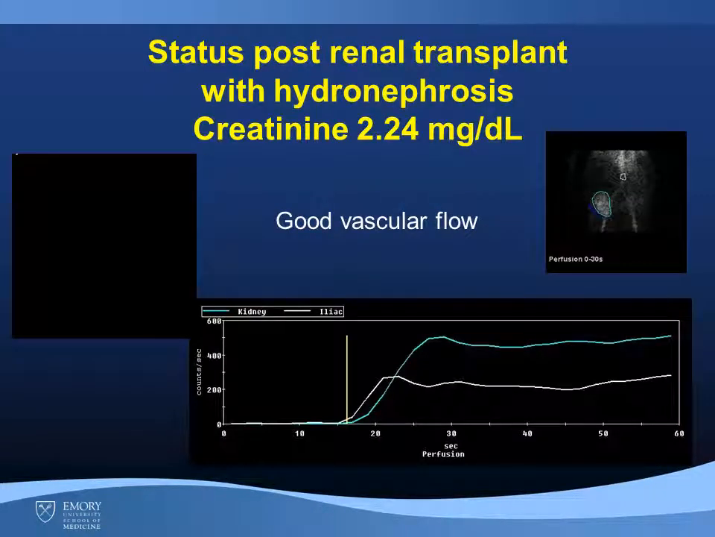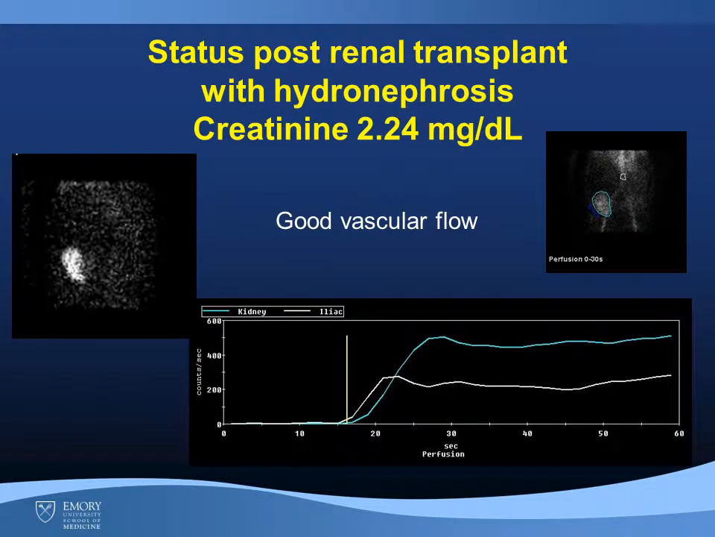This patient is status post-renal transplant with hydronephrosis with creatinine of 2.2. First, let's look at our vascular flow. And we could see that there is excellent vascular flow, with the time activity curve of the iliac artery and the time activity curve of the perfused kidney very close to each other.